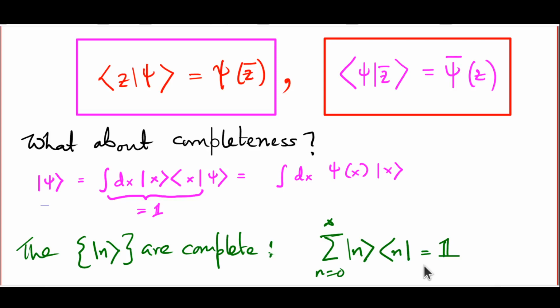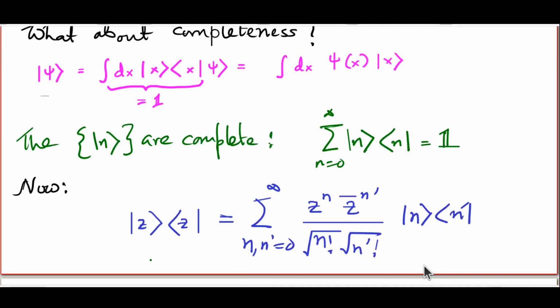If you were to somehow sum them up over all values of z, z being complex numbers, you would have to sum over both real parts and imaginary parts. Would you get the identity? To see whether that is true, we need to take a look at the ket z bra z combination, which is the sum over n and n prime running from 0 to infinity of z to the n, z bar to the power n prime, over square root of n factorial times square root of n prime factorial, times the ket n bra n prime.